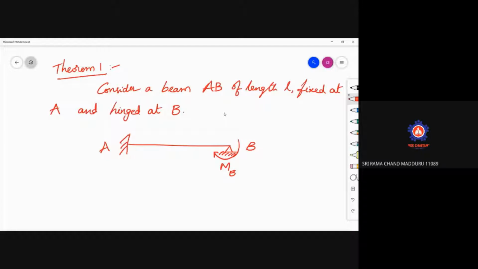That means what I am doing is I am considering a beam which is fixed at A, hinged at B. The span of the beam is L. Now I am inducing a moment of MB at B. Due to the application of this, the beam tries to deflect like this, as it is a fixed one. It is a hinged portion here. This is the deflected profile.